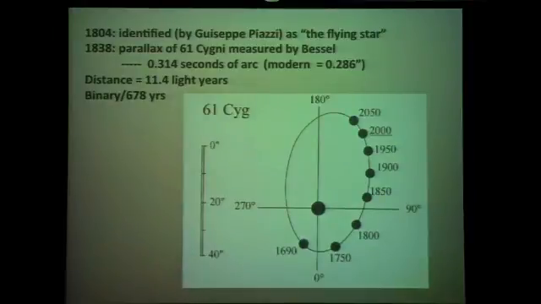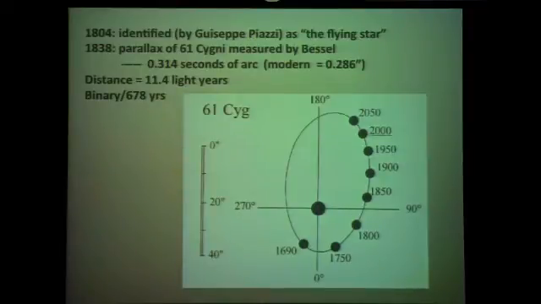In 1804, an Italian astronomer, Giuseppe Piazzi, identified or recognized that the star 61 Cygni was unusual. It moved. It had what astronomers call proper motion. Proper motion means it just moves. Most of the stars are known as fixed stars. They just don't seem to move.